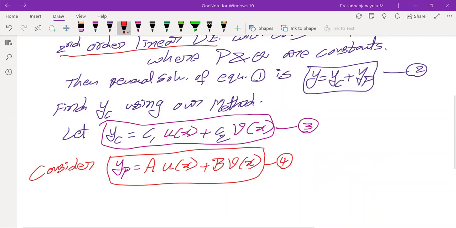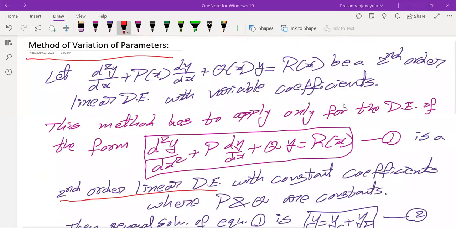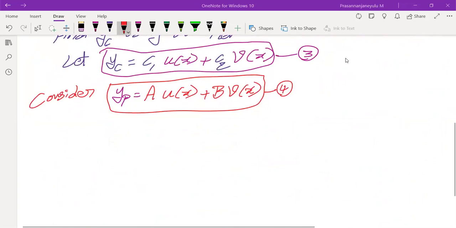What is the difference between equation 3 and 4? c1 is different, A is different. c2 is different, B is different. There is a variation in the parameters. So check the method name, method of variation of parameters. That means there is some variation in parameters. That is the method name. So you can understand how to remember this method. When they ask us in the examination to use method of variation of parameters, then we have to change the parameters like this.